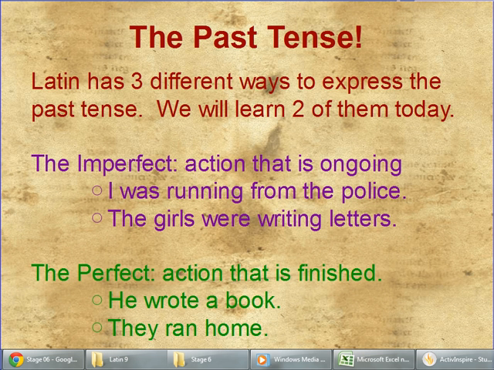The perfect tense, on the other hand, shows action that is finished, action that is complete, and typically the perfect tense is only a 1-word verb in English. Often, these are verbs that end in ed. He walked, they recited. However, as you can see from the examples I've written here, it is not always a verb ending in ed. He wrote a book. They ran home. You're going to have to use your knowledge of English to best translate the perfect tense into English.